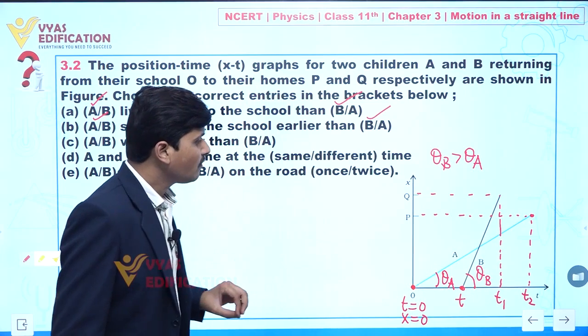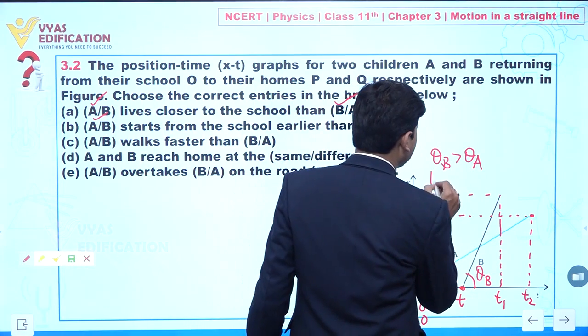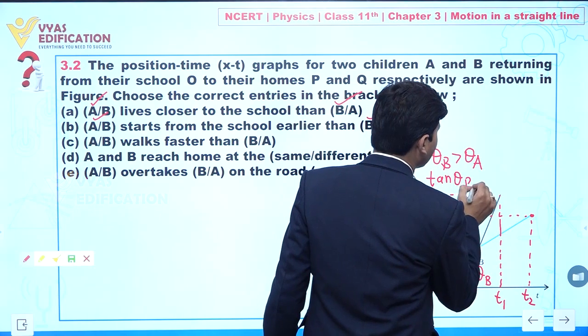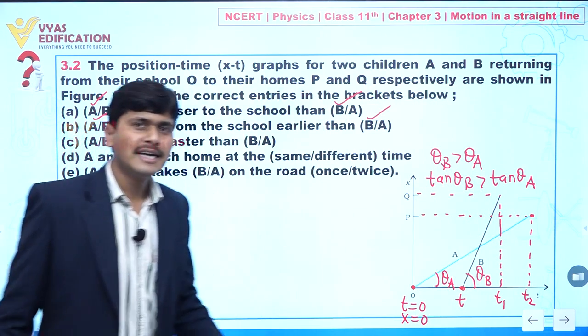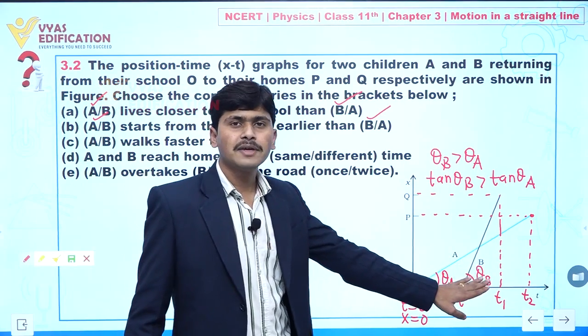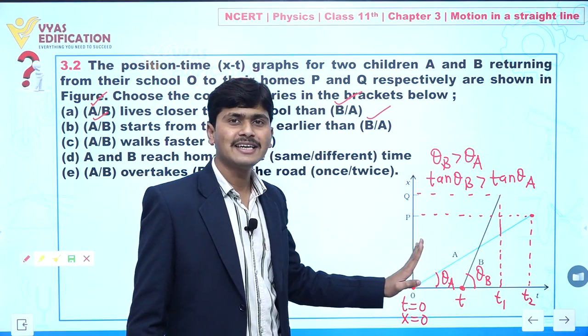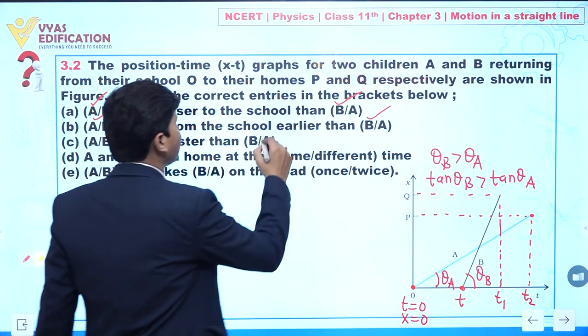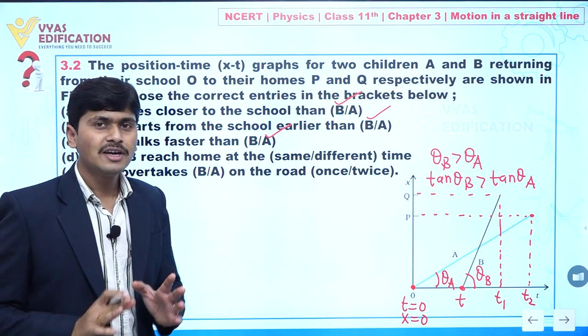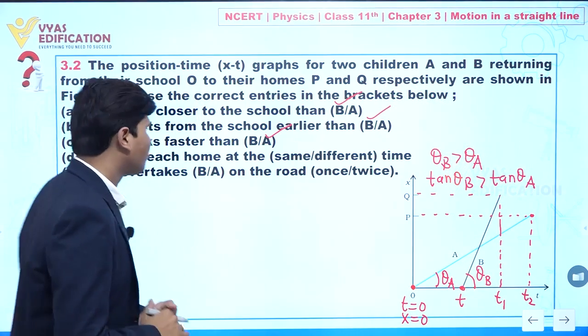So our objective in this question is to calculate which one has a faster speed. So definitely when theta B is greater than theta A, then tan theta B is greater than tan theta A. Clear? It means child B moves faster than child A. It means B walks faster than A. Clear to everyone?